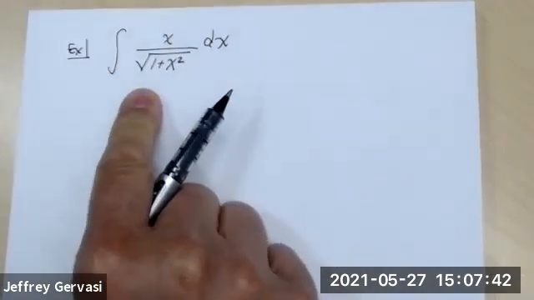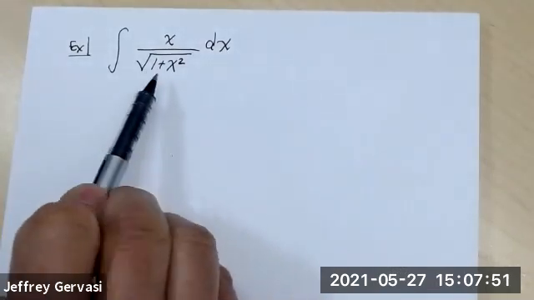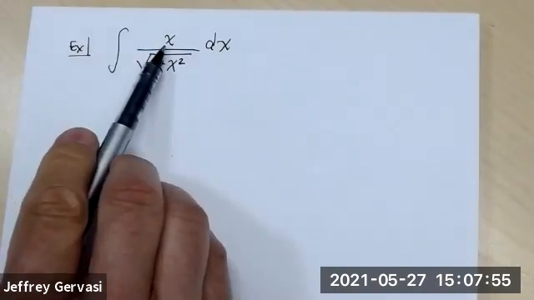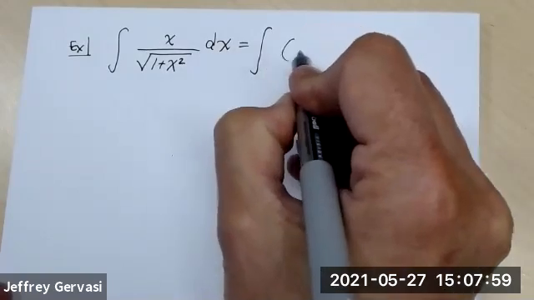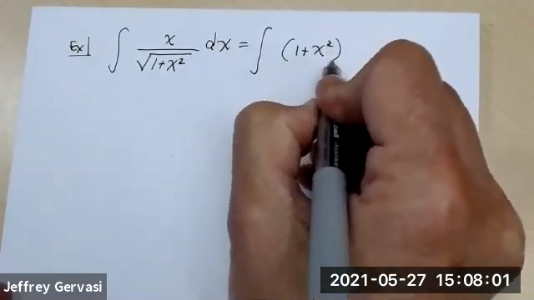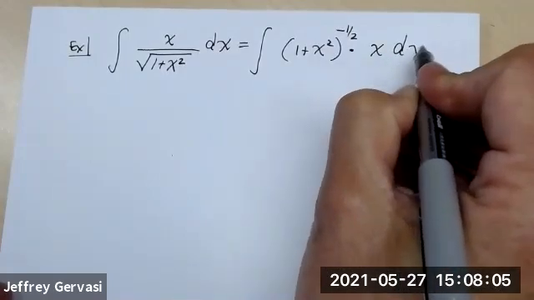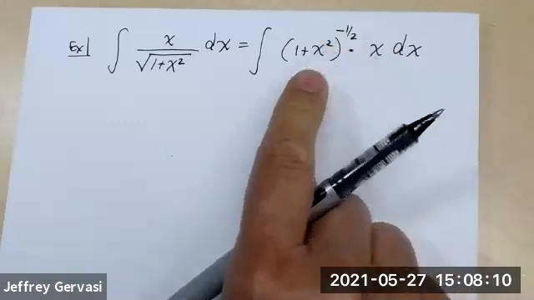All right, how about this? Do we have a chain rule? It looks like it, right? The derivative of this inside function, 1 plus x squared, is 2x, and I've got 1x right there. Maybe I rewrite this like that. So I've got a function raised to a power.